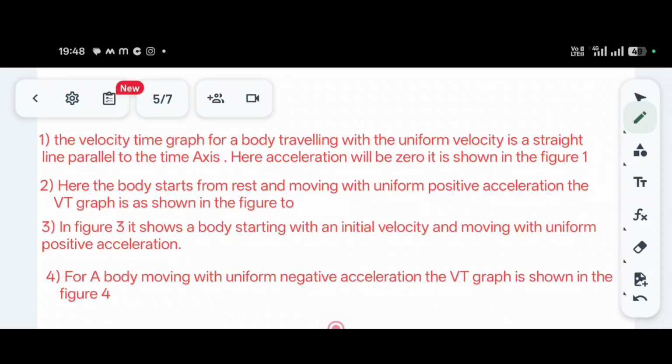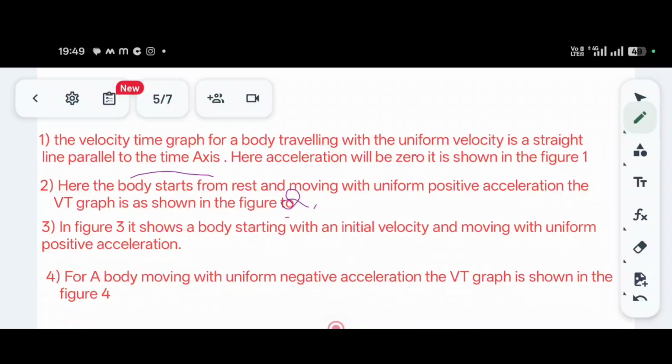So here, let us see the explanation for these graphs. For the first graph, the velocity time graph for a body traveling with uniform velocity is a straight line parallel to the x-axis or the time axis. Here acceleration will be 0. And here the body starts from rest and moving with uniform positive acceleration. The VT graph is shown in the figure 2.